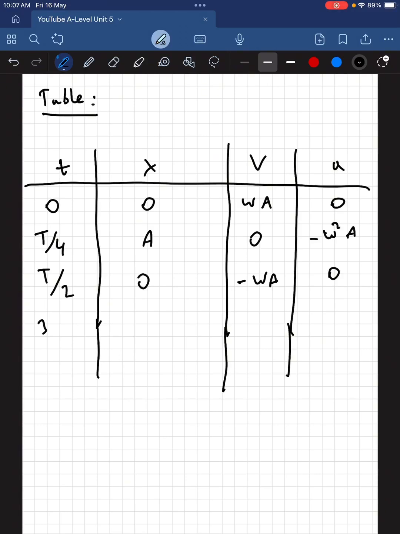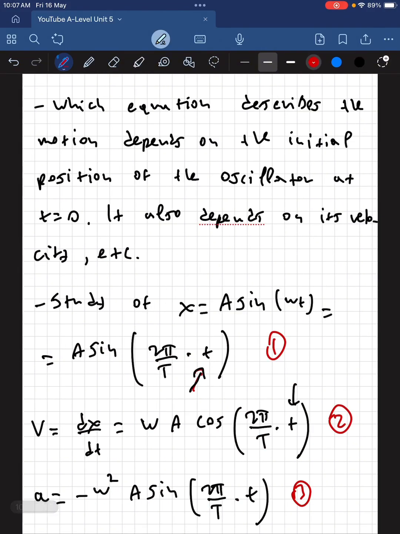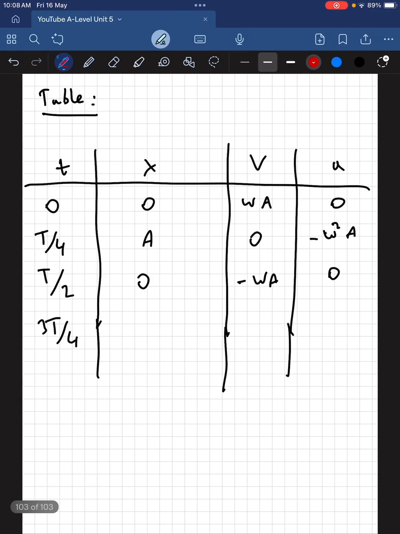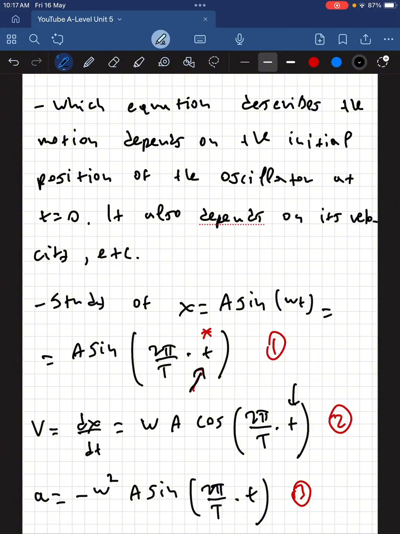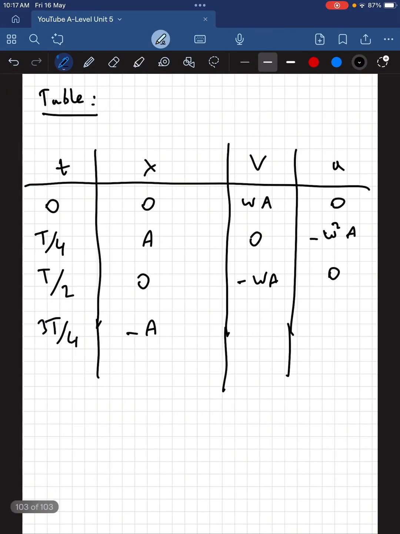Now for time equal to 3T over 4, if we plug in for the time 3 times the period over 4, what do we get? We get the sine of 3 pi over 2, right? Which is minus a. So for time equal to 3/4 of a period, the displacement is minus a. If we plug in 3/4 of a period into this time t, small t, okay, lowercase t.